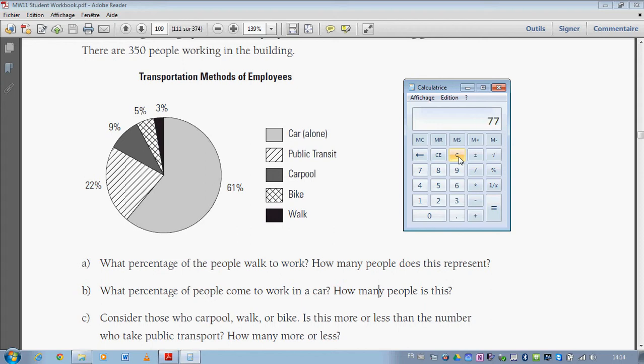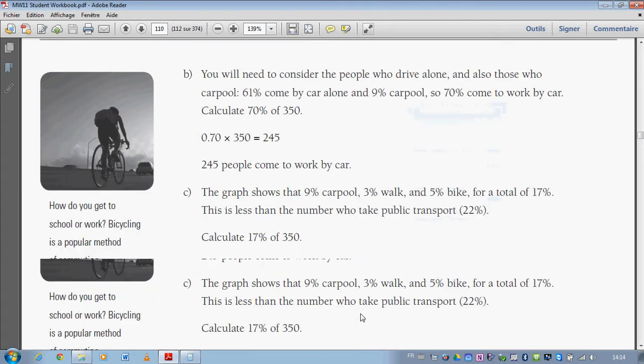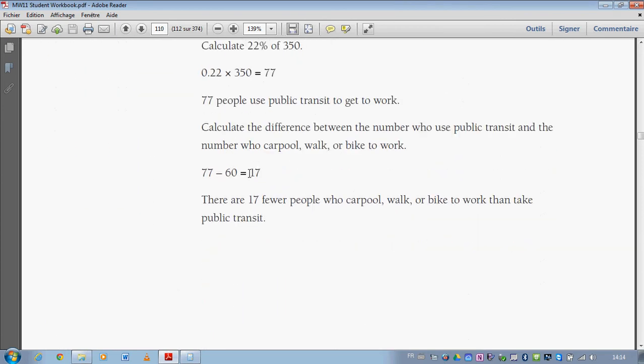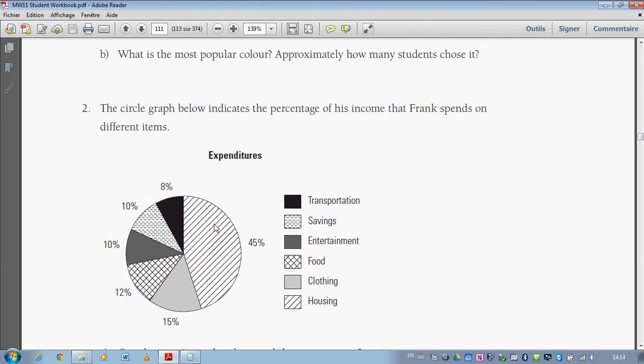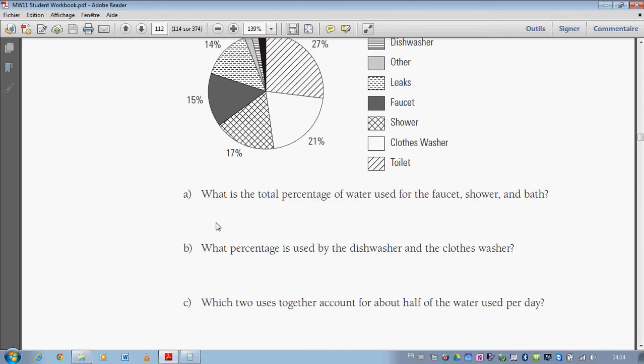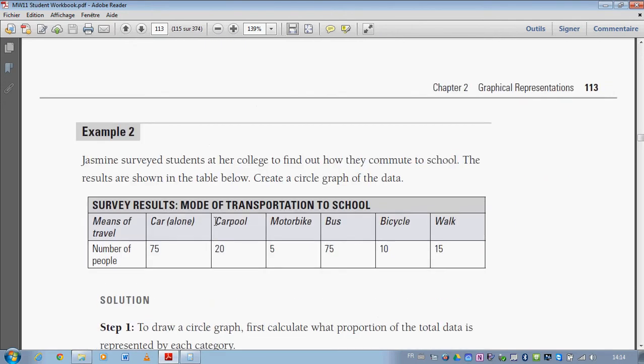So 77 people take public transport and 59.5 people will take carpooling, biking, and walking. So I would subtract these two numbers to figure out how many more people take public transport. There you go, 17.5. Okay. And they decide to just say that that's 17 people. Okay. So that was example 1. You've got some build your skills questions that you can work on. And moving on to example 2.